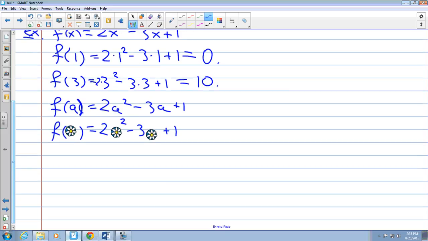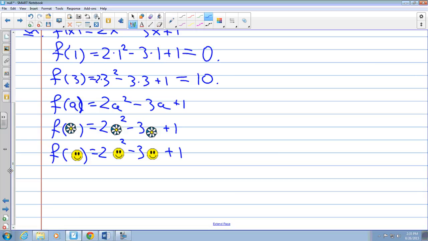Let's try a different one. F of, how about a smiley? Same thing. I'm going to need 2 smileys there. So it is 2 smileys squared minus 3 smileys plus 1. Is that okay? So whatever goes in parentheses replaces your independent variable.